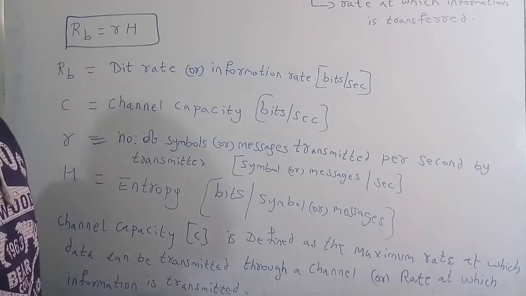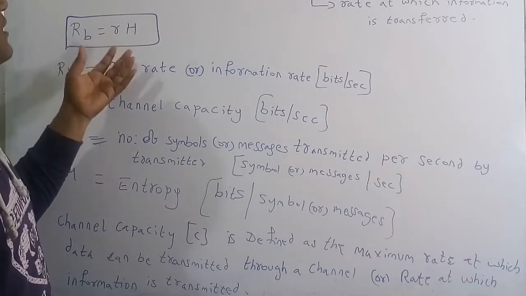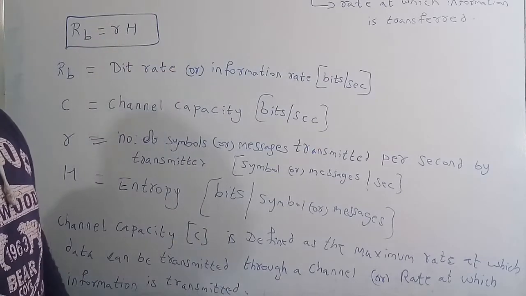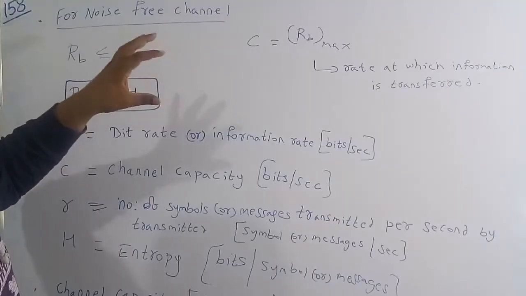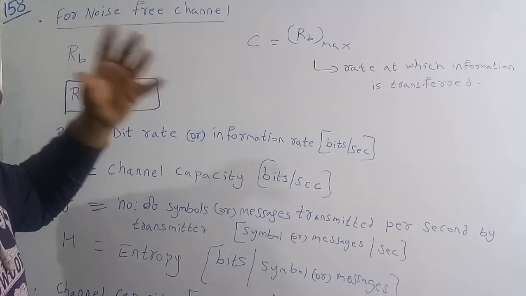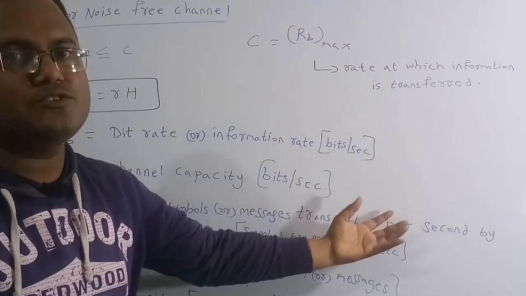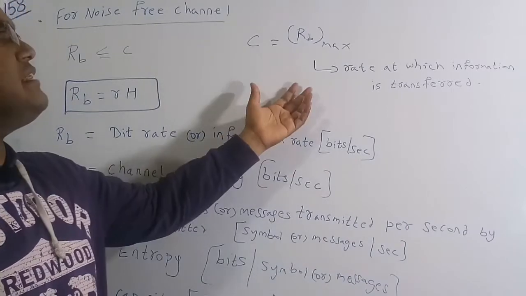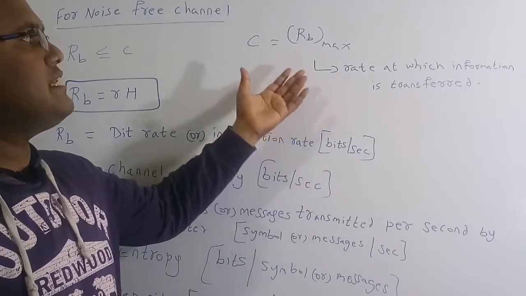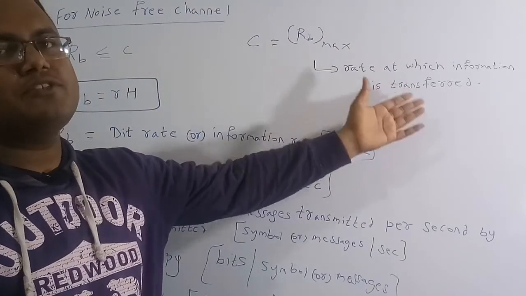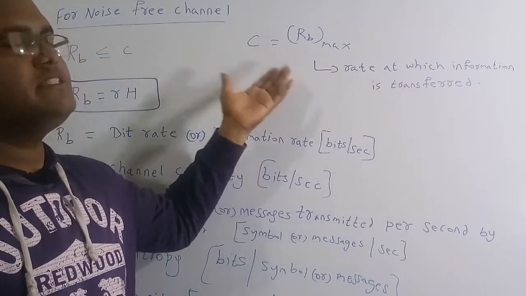Where H is the entropy and R is the number of symbols transmitted in a second. If there is no noise on a channel, then definitely we can use the maximum bit rate, equal to the channel capacity. Finally, we can say for a noise-free channel, the rate at which the information is transferred is called the channel capacity.